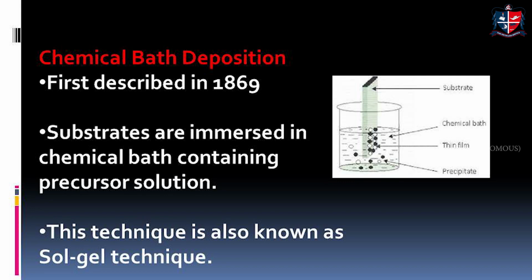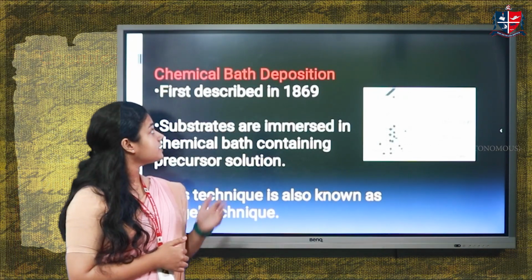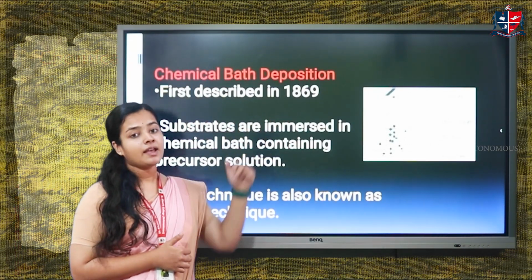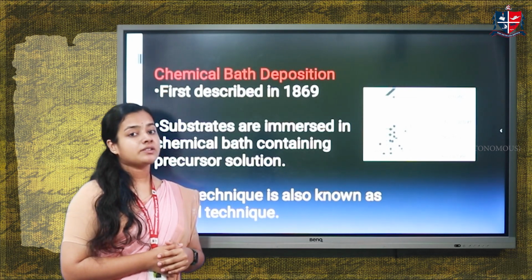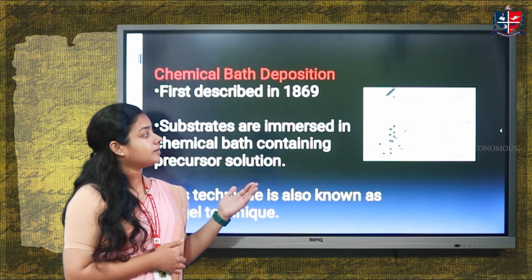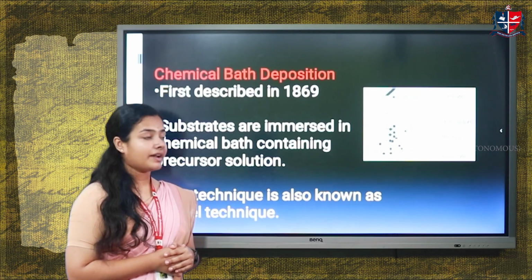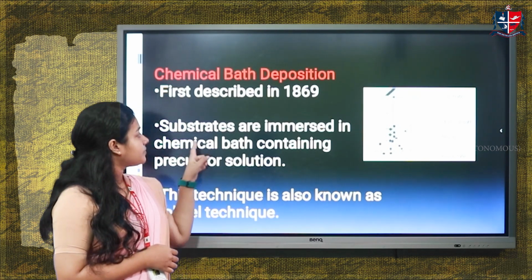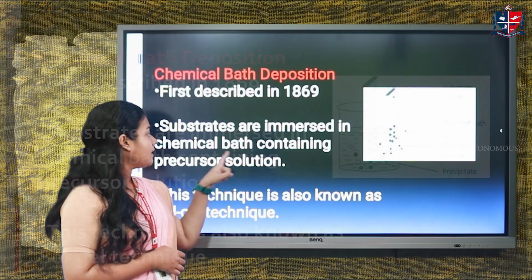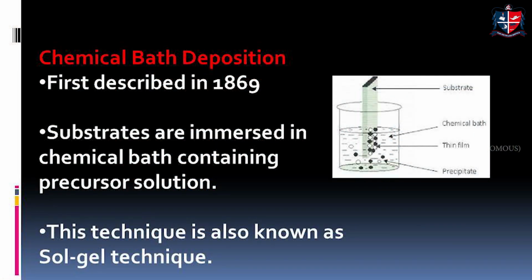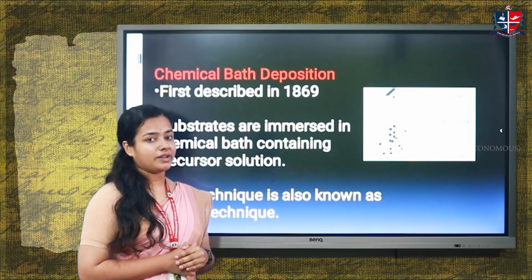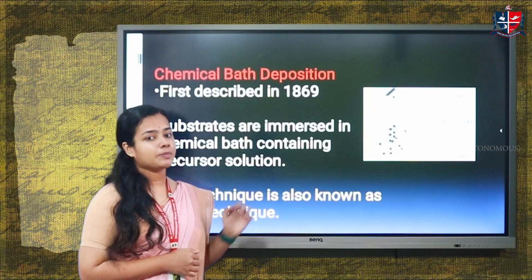This is also known as chemical solution deposition, and this was first described in 1869, and later in 1933 the scientist Bregman deposited lead sulfide above a substrate. So these substrates are immersed in a chemical bath containing precursor solution. So we have a precursor solution and we are immersing our substrate in this chemical bath. Later on, that substrate is taken out and the layer coated above the substrate is solidified. So this is the method of chemical bath deposition.